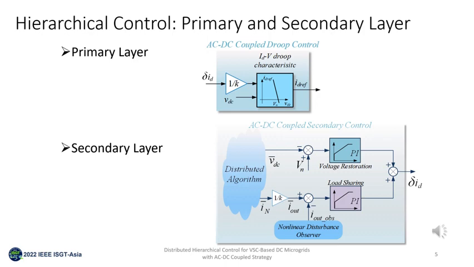The first PI controller is used for the voltage regulation, and the second PI controller is used for the accurate current sharing. And the current sharing is realized by a nonlinear disturbance observer. At the same time, the average estimation of the voltage and currents are generated from a distributed algorithm. It is worth noting that the algorithm is not limited to one, and any algorithm can be used as long as it can provide the precise estimation of the average value.